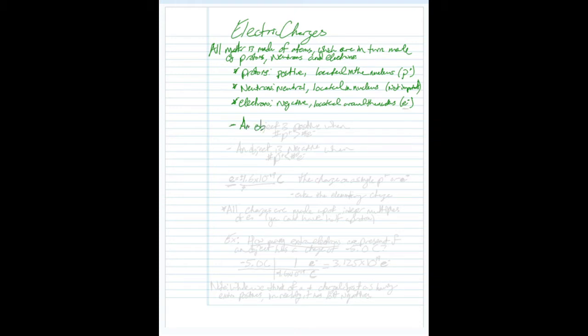A macroscopic object is positive when the number of protons is greater than the number of electrons. And a macroscopic object is negative when the number of protons is less than the number of electrons. That is just our base definition for when an object is positive or negative.